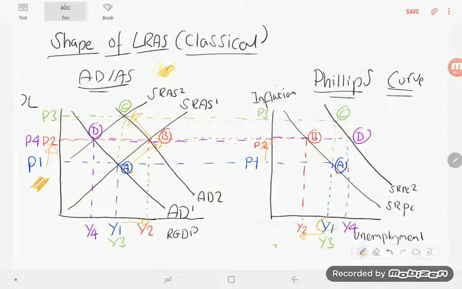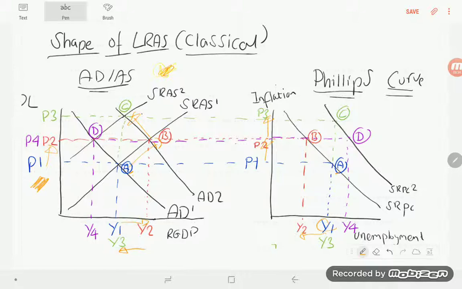Again, if you look at the green part here, the price has gone up, again, P2 to P3, and that corresponds to P2 to P3 on the diagram to the right, the Phillips curve. Also, if you look at the bottom of the AD-AS diagram, GDP fell from Y2 to Y3.